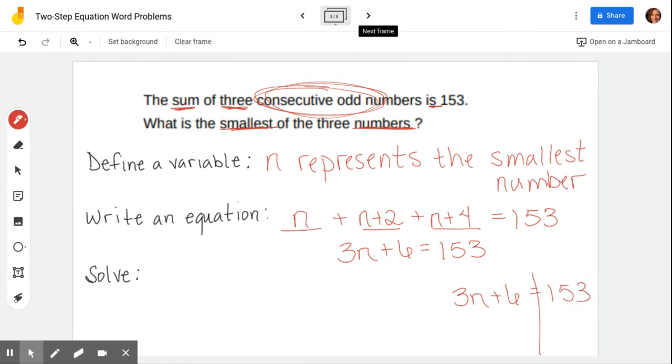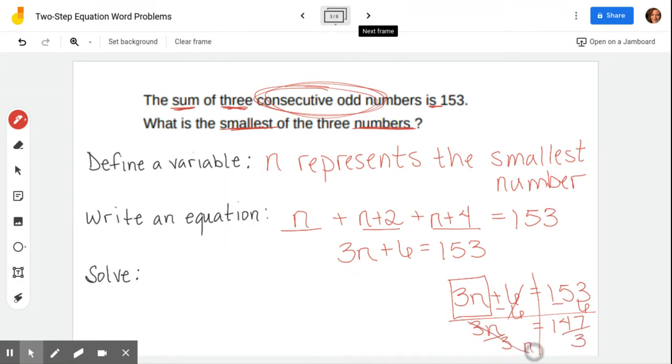I'm going to split it. I'm going to box it. I need to get that 6 out of there, so I'm going to subtract 6 from both sides. And that gives me 3n equals 147. The opposite of multiplying by 3 is dividing by 3.